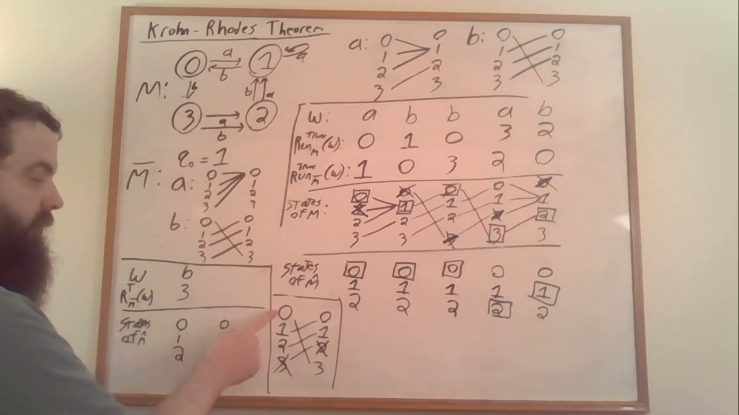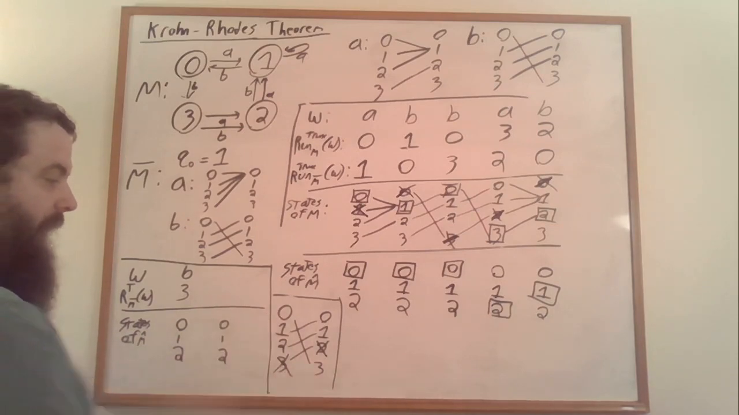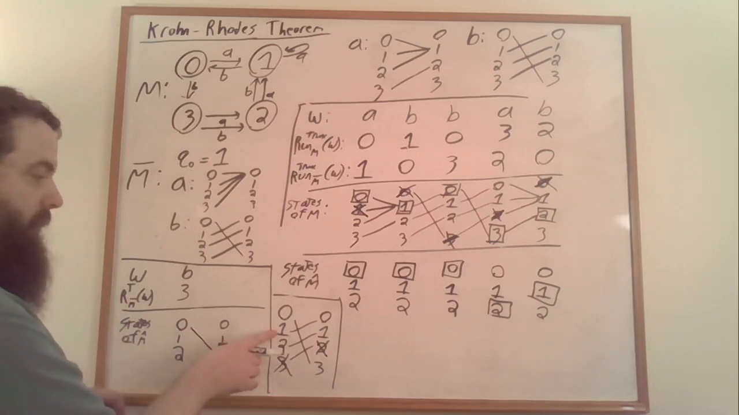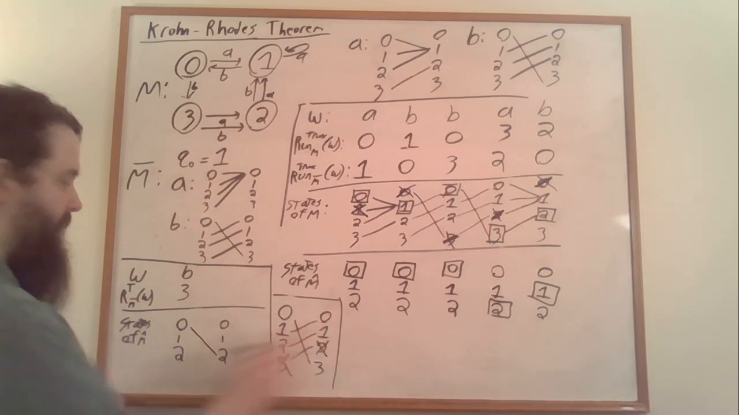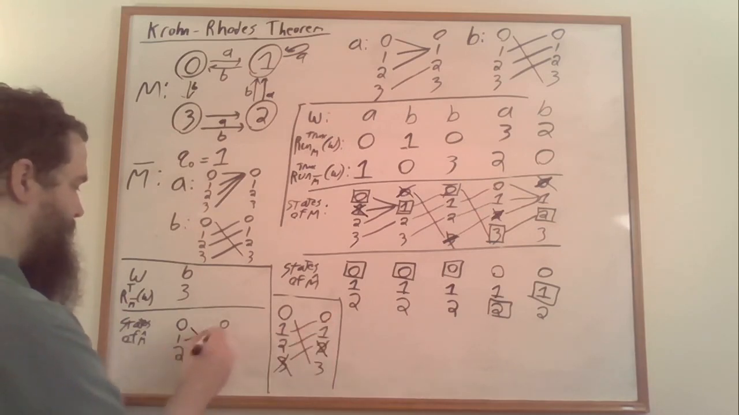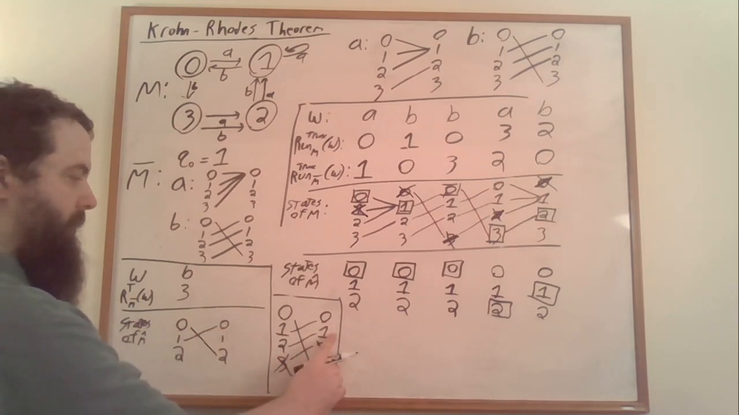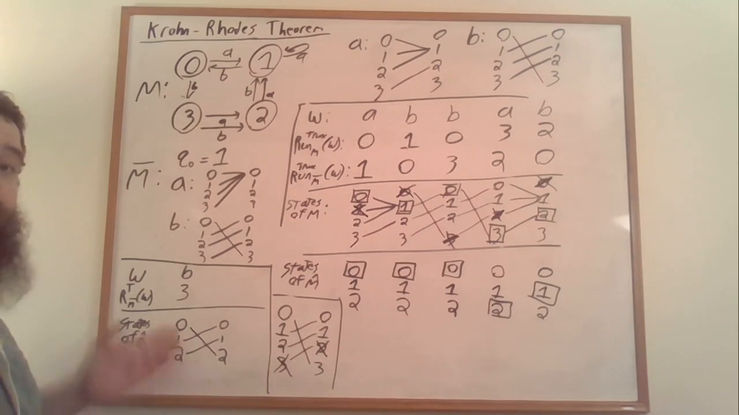The first state remaining gets mapped to the last state remaining. The middle state remaining gets mapped to the first state remaining. And the last state remaining gets mapped to the middle state remaining. And so this is the transformation we're going to see.